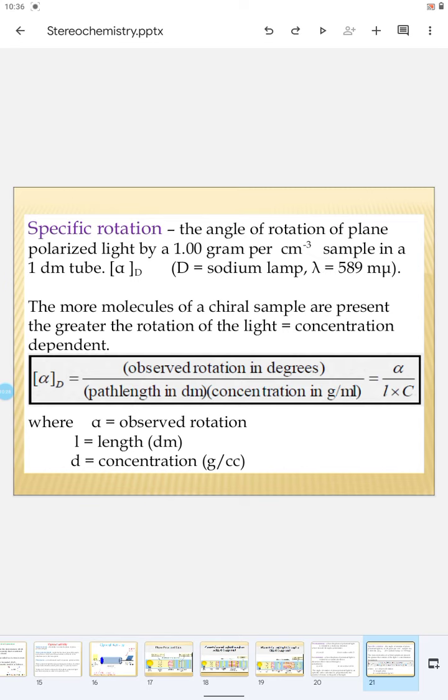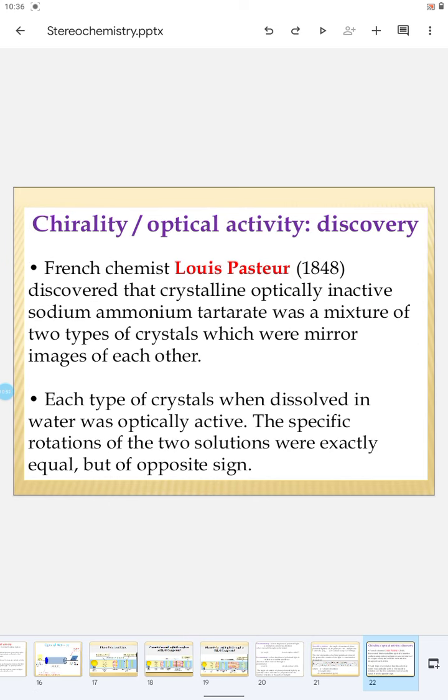So specific rotation can be calculated by using the formula alpha divided by L into C, where alpha is the observed rotation, L is the path length in decimeter, and C is the concentration in gram per ml. Hence, specific rotation is defined as the rotation produced by a solution of unit concentration, 1 gram per ml, and unit length, 10 centimeter.